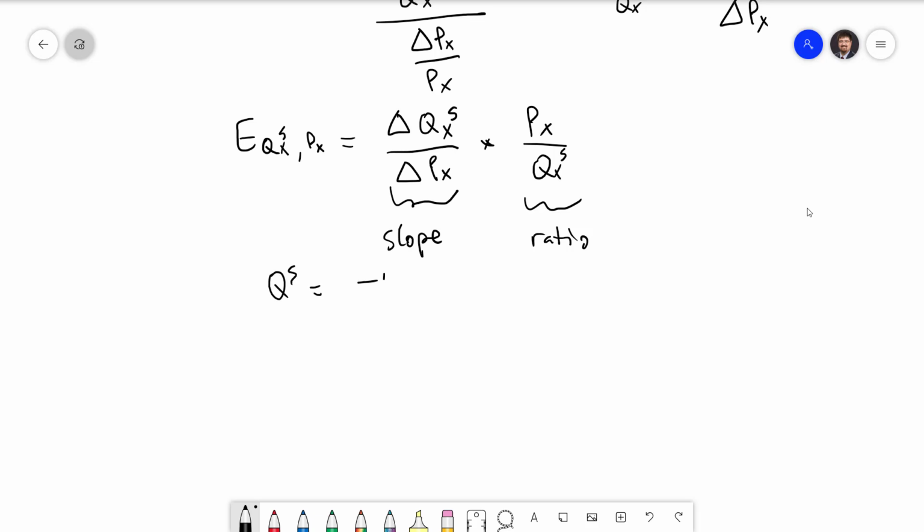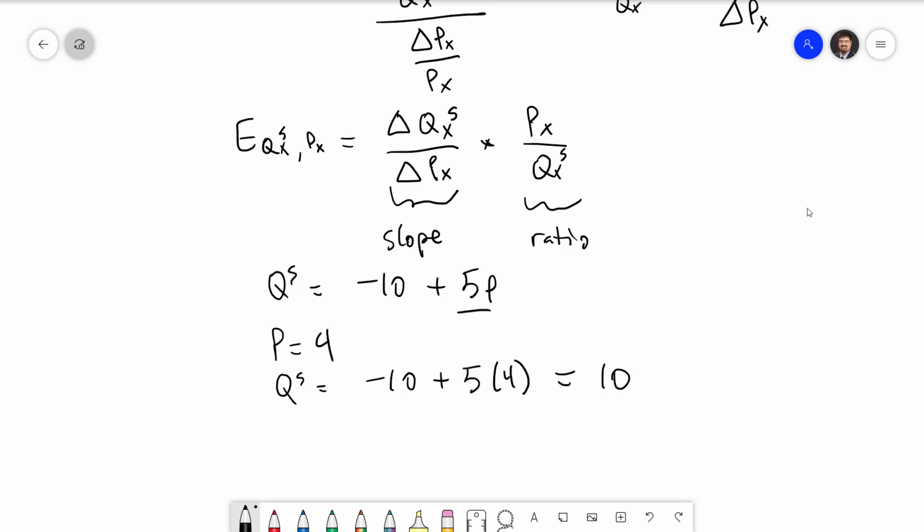Let's go back to our example supply function that we've been using. Qs equals -10 plus 5p. The slope of this thing is 5, so we can plug that right in. But then we need to know what is the price and the quantity. Let's just suppose, for example, that our price is 4. When the price is 4, we can just plug that in to figure out the quantity supplied. We have 5 times 4, which is 20. 20 minus 10 is 10.